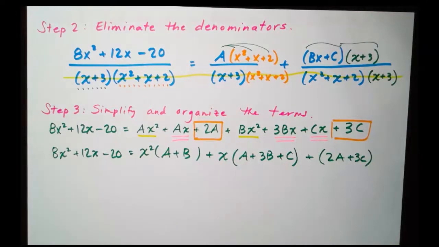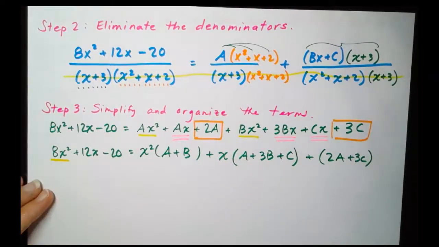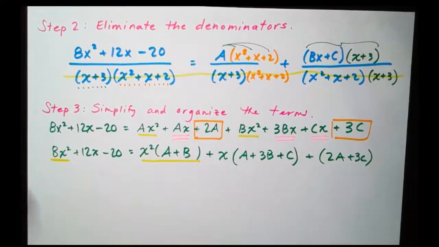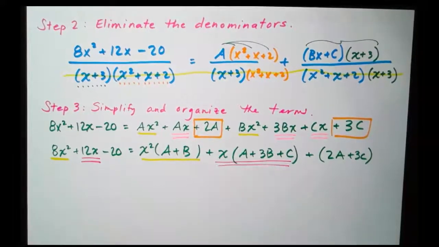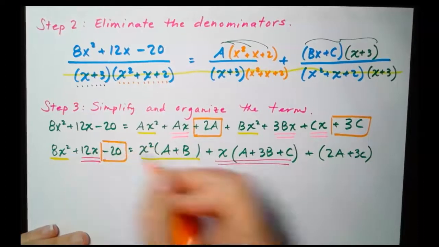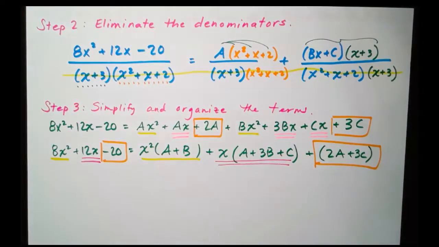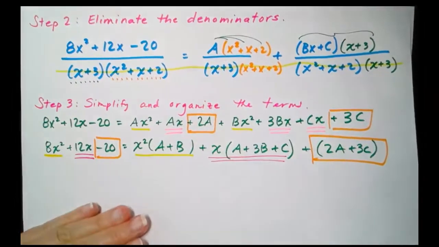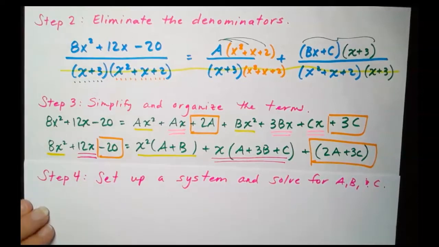So now we're ready to start setting up our system. So remember, this is the quadratic term on the left. This is the quadratic term on the right. This is the linear term on the left. This is the linear term on the right. And then finally, here's the constant on the left. Here's the constant on the right. So that is going to allow us to set up our system and then solve for A, B, and C.